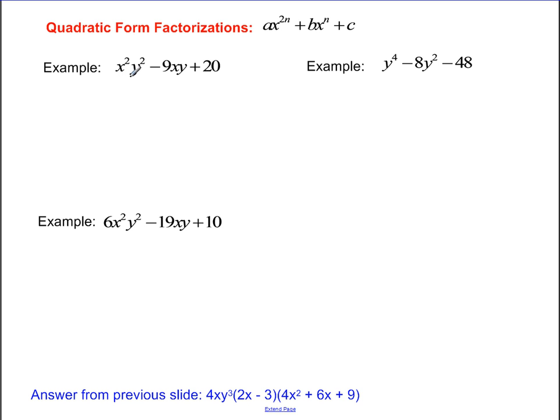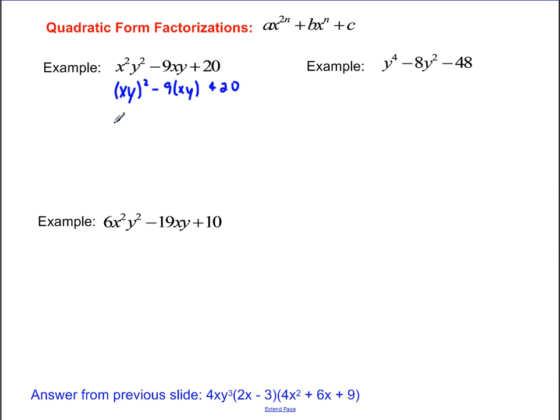We've got x squared y squared minus 9xy plus 20. Well, this is definitely of that form because we've got a square, only in this case our variable is x times y, and x times y squared, right? We could think of this as being xy squared minus 9 times that quantity xy, that's to the first, plus 20. And so any factorization that we would use in this format, that's exactly what we would do right here.